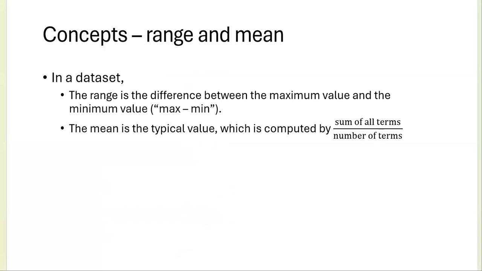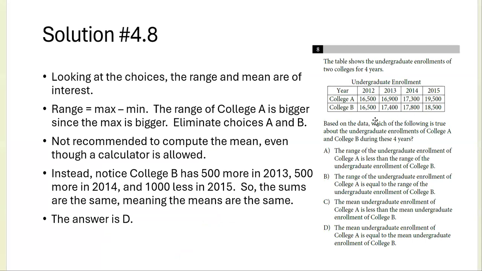Okay, so let's actually solve this now. Let's tackle the ranges first. Well, range is max minus min, right? The max minus min of A looks like 3,000. Max minus min of B looks like 2,000. So the range of A is bigger than the range of B. The choices don't match that. This one is saying the range of A is less, and this one is saying the range of A is equal to that of B. So A and B are false, so let's cross those out.